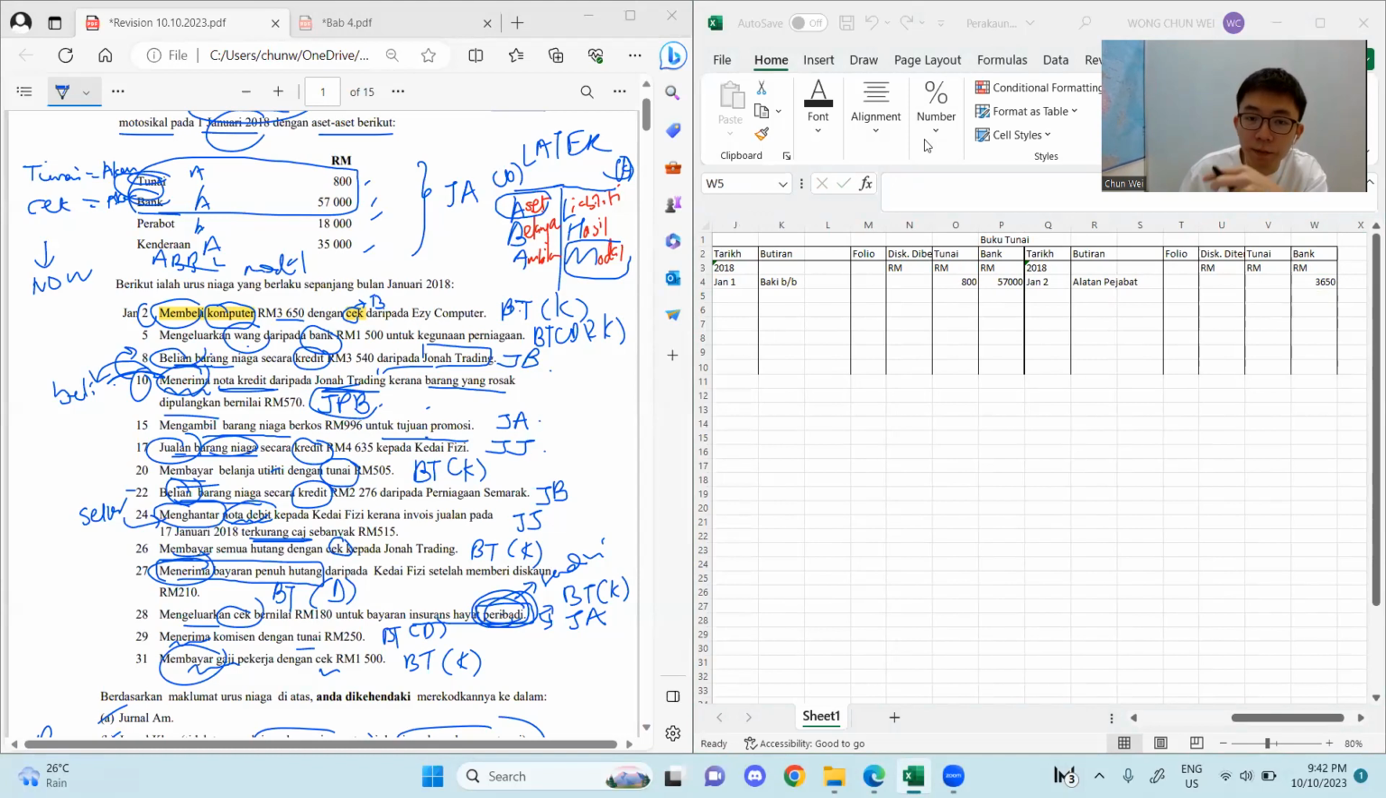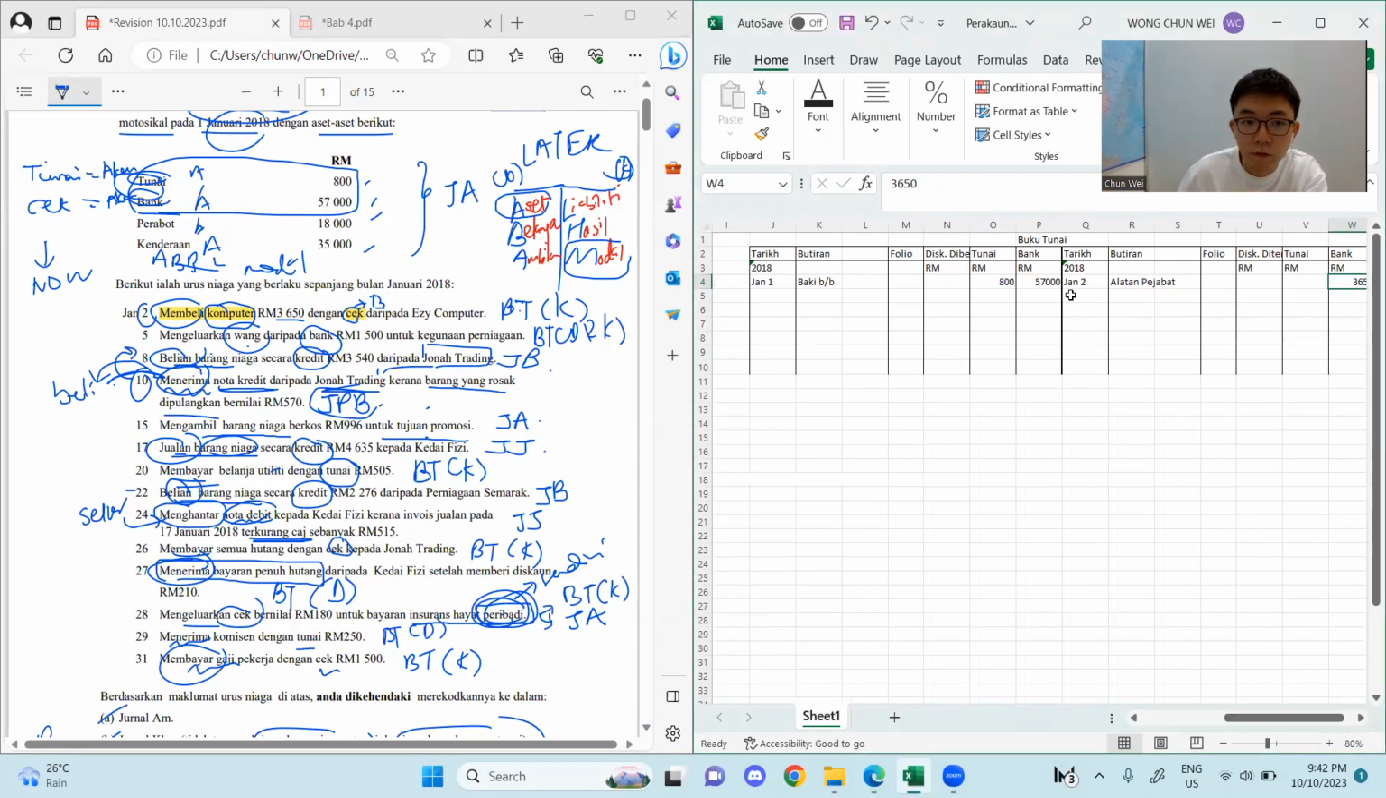Okay, so it's just that simple. This part, I already gave you the guideline. Buku tunai, which side? Credit side. So buku tunai, credit side. And then here, you write the things that you buy. So let's say you buy a computer. Under here, you put the butiran and then how much. The same goes for the rest as well. Okay, now, done for January 2.